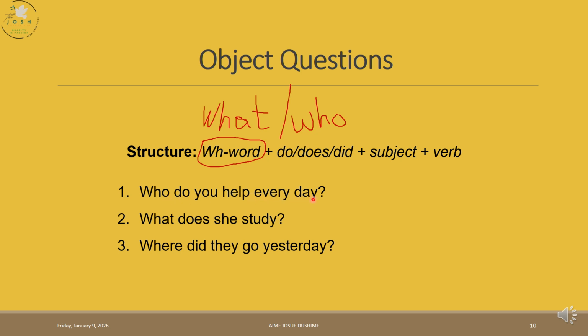"Who do you help every day?" "What does he study?" "Where did they go yesterday?" Remember I said that when we are in a subject question, we are looking for the doer of the action. When we are in an object question, we are looking for the receiver of the action. "Who do you help?" means who receives your help?